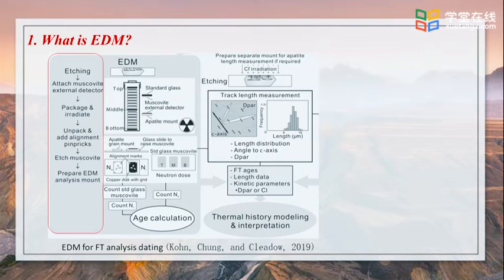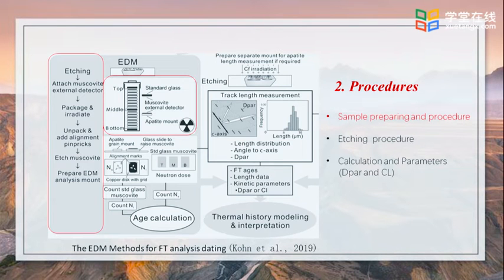same area. The sequence of preparing samples should follow the steps discussed in the last lesson, including etching, attaching Muscovite external detector, packaging, irradiating, unpacking, adding alignment pinpricks, etching Muscovite, preparing EDM analysis mount, age calculation, and length measurement.